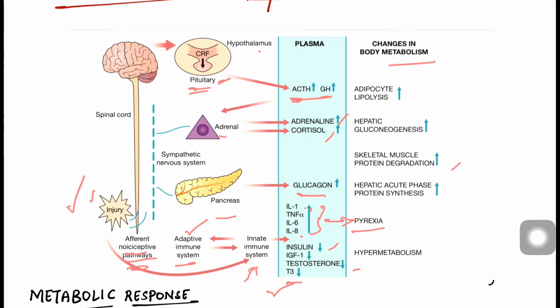And one more thing is neural circuits. When there is any injury, the sympathetic nervous system will get activated, leading to adrenal and pancreas stimulation, thereby release of these hormones. So this entire image can simply tell your neuroendocrine as well as inflammatory process of metabolic response to injury. This is very very important, kindly remember it.